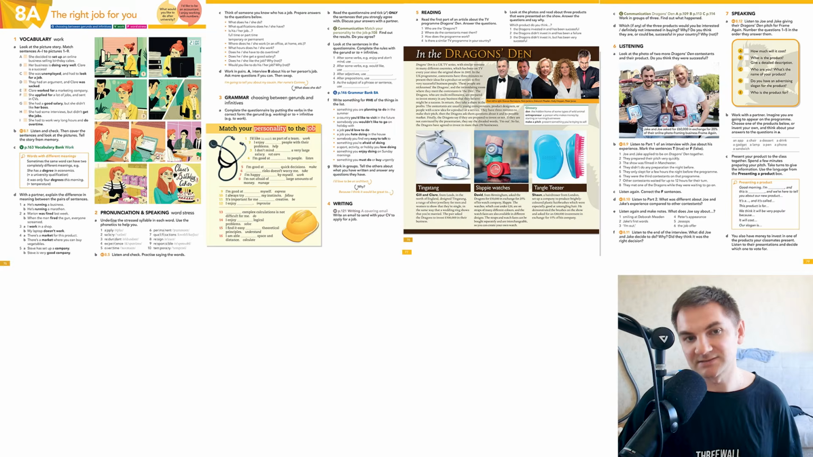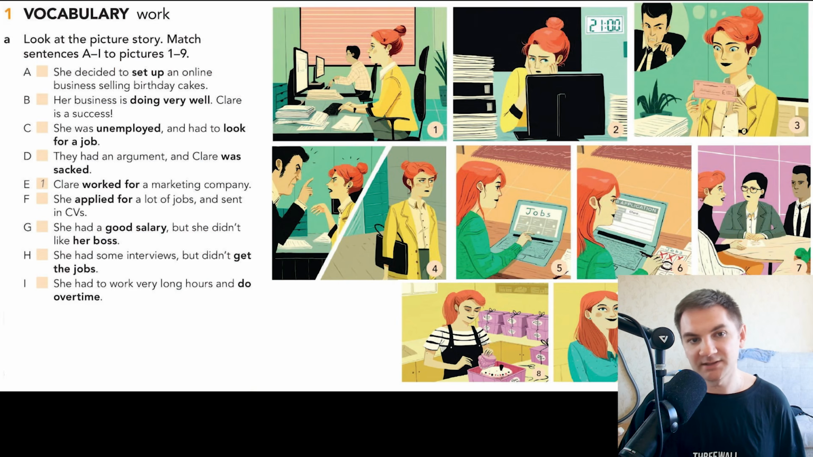Let's get started. Vocabulary, work, activity A. In this very first activity, we are going to learn some very useful vocabulary about jobs and careers. Look at the 9 pictures on your screen. They tell a story about a woman named Claire and her career change, the journey from one job to another. And you can see sentences from A to I.